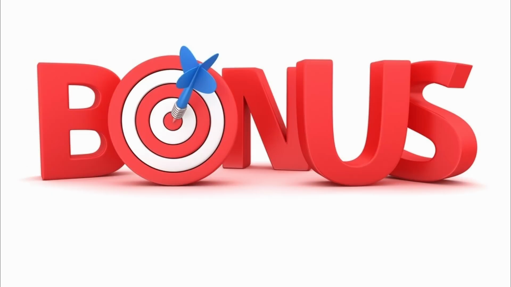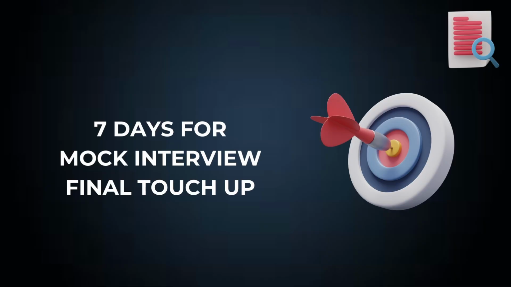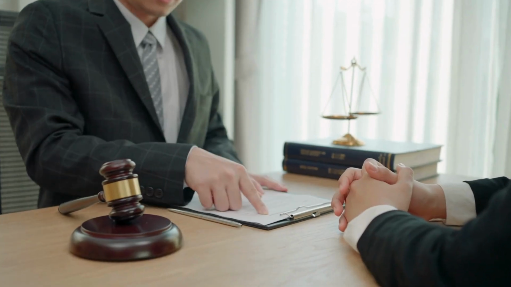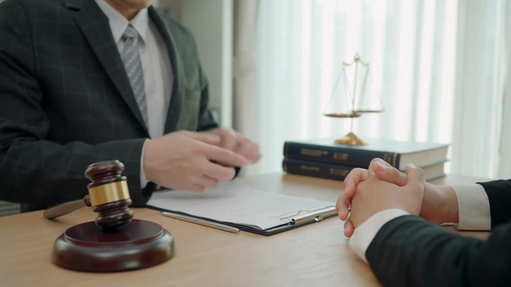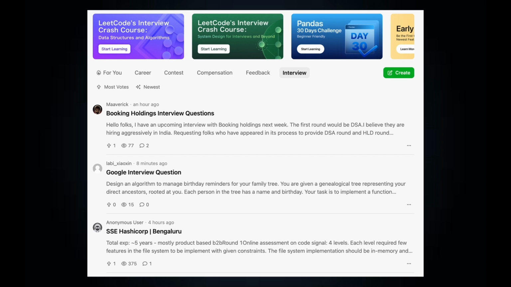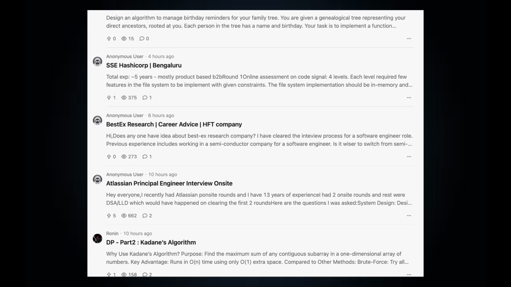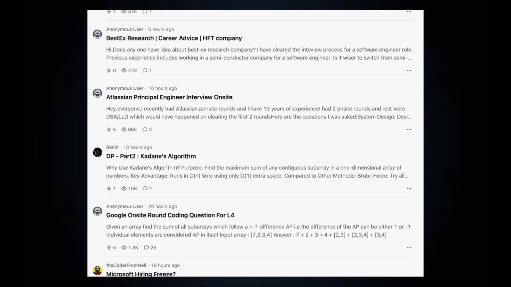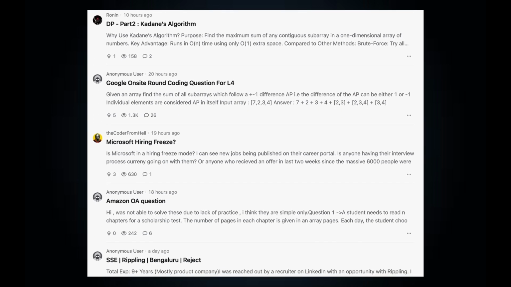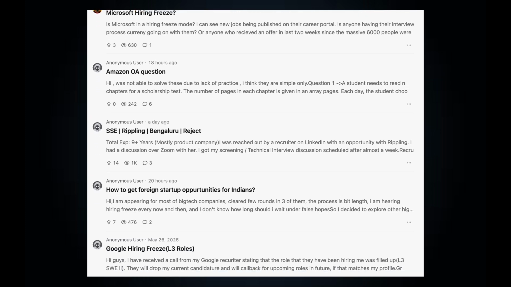So here is a bonus tip, that is mock interviews and final preparation. We will be dedicating at least 7 days to preparing for mock interviews and the final touch-up. So let's check out how we can design these days. You can go to a website like LeetCode, into the discussion section, and read all the interview experiences of the people who have given interviews at those companies. This will boost your confidence by showing what questions are asked and how we can approach them.